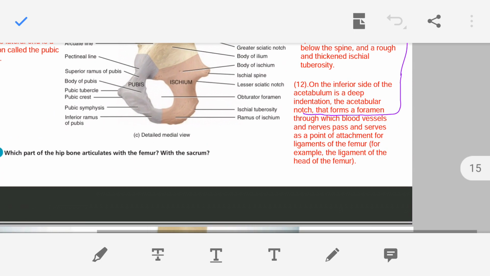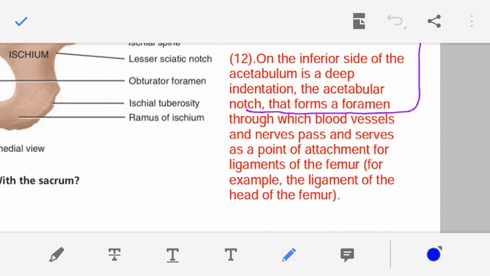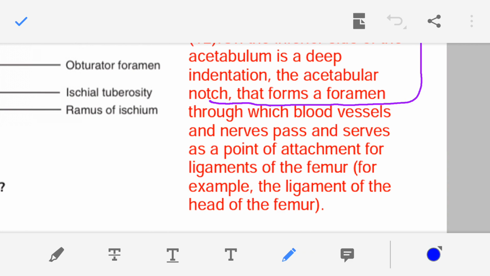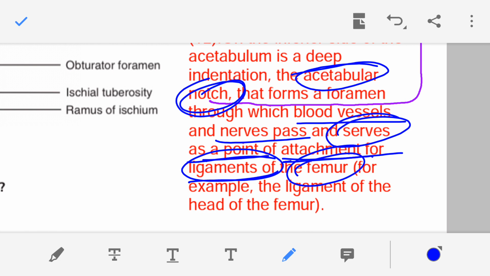Now what is this notch doing? It is forming a foramina. Okay, foramina means a hole. So from this foramina, what is passing? Blood vessels are passing and the nerves are passing, and this acetabular notch is also serving as a point of attachment for the ligaments of the femur.